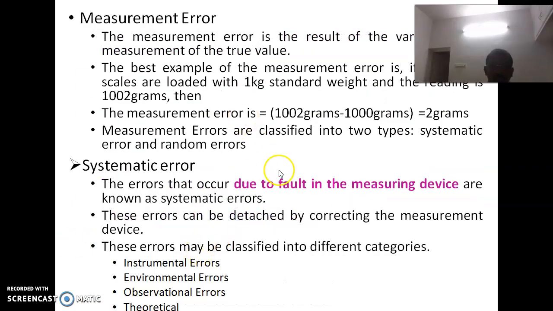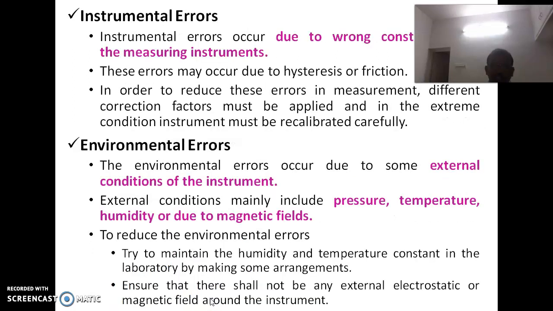Errors that occur due to a fault in the measuring device are known as systematic errors. These errors can be detected and corrected by correcting the measuring device. So these four are the systematic errors: instrumental errors, environmental errors, observational errors, and theoretical errors.